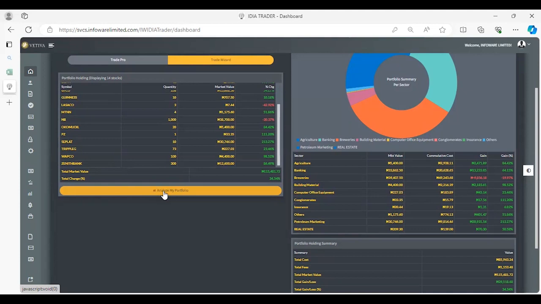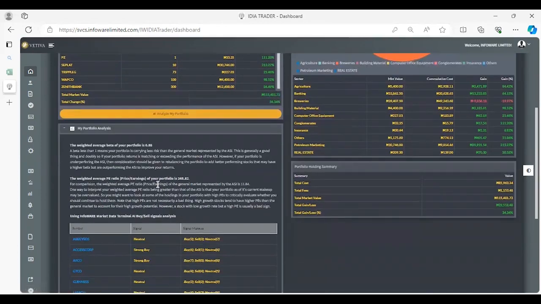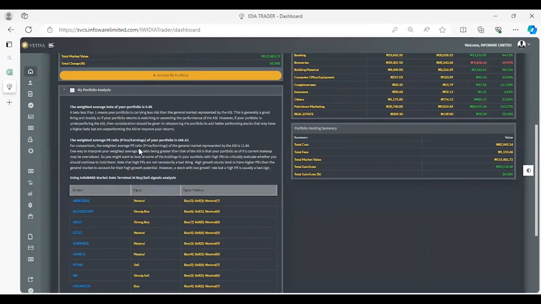So within the next 5 minutes, I'm going to deep dive into it and explain how you can take advantage of this AI feature. The first thing is you click on Analyze My Portfolio. Now, when you click Analyze My Portfolio, this looks at your portfolio set and does a comparative analysis. There are two sections to this analysis.